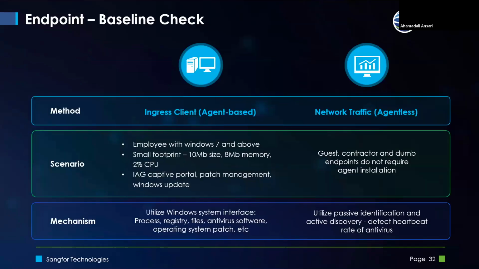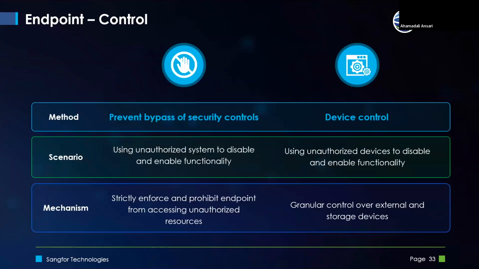From the baseline, as I said, we have the ingress client, that is the agent-based. Now, once you deploy the agent, we can start monitoring everything. We can see the processes, the registries, the files, the operating system, whether it is patched or not, what kind of antivirus they're using. We can have the complete mechanism. While for the agentless, we can generate the information in terms of dumb endpoints, contractors, guests, which does not require agent installation. Also, we can make sure that active discoveries can be done. We can also detect the heartbeat rate of the antiviruses. So the passive identification mechanisms can be achieved from the baseline perspective.